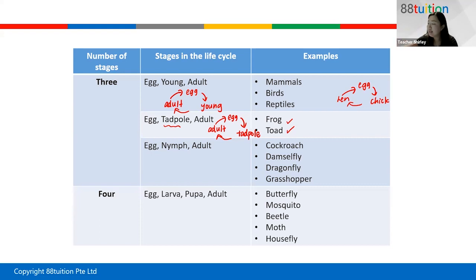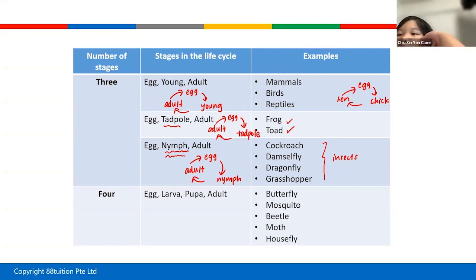Okay, and then the next one we have nymph. Basically all these are your insects with a 3-stage life cycle. So the cycle looks like that, yeah? Egg, nymph, adult. Okay, yes, Claire, you have a question.